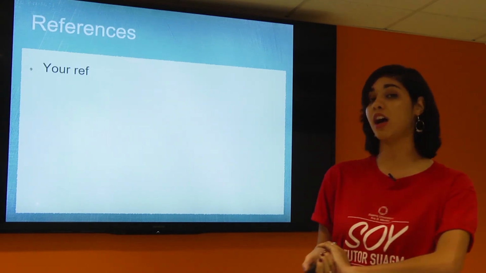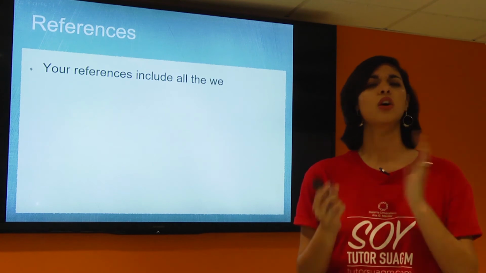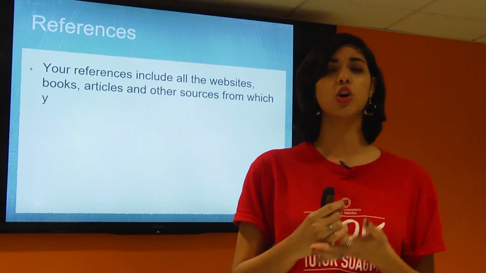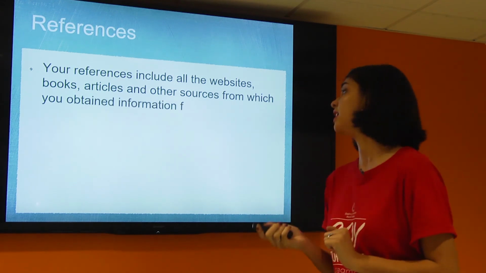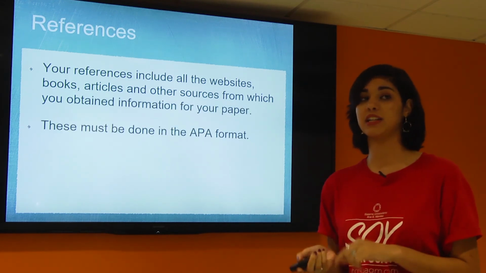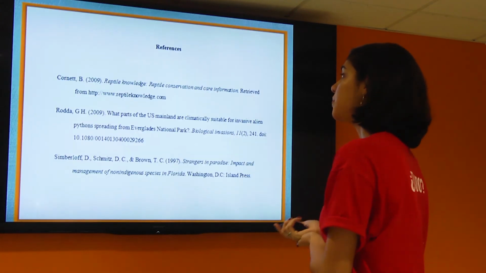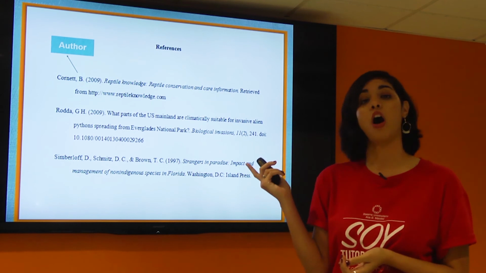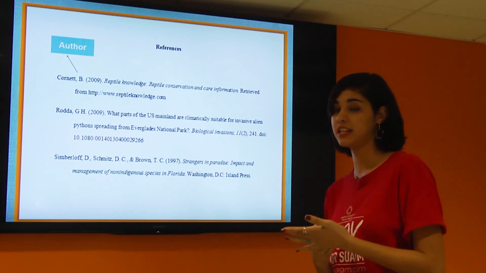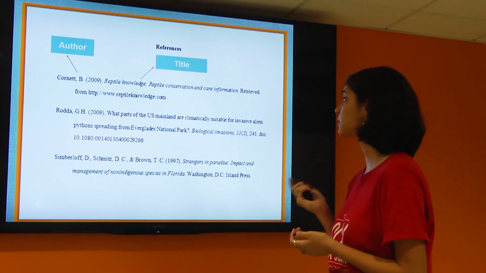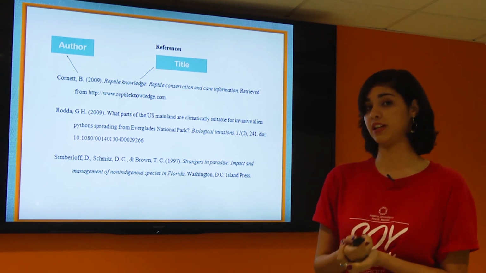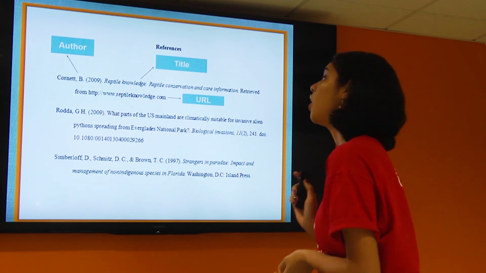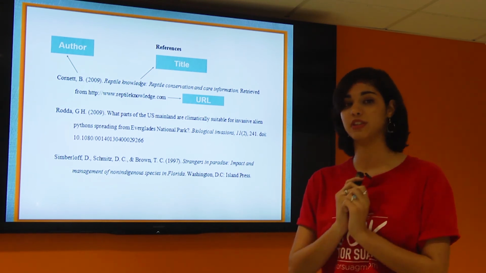And last but not least, you will have your references, which include all the sources, be they websites, books, or articles, all of them must be presented. And it is very important that these be done in the APA format. A brief example of this format, we can see it over here, which is your author, his last name first, then the initial of his first name. Next up, we have the title, which will be done in italics. And finally, the URL from which you got it. Oh, and it's also very important to include the date.